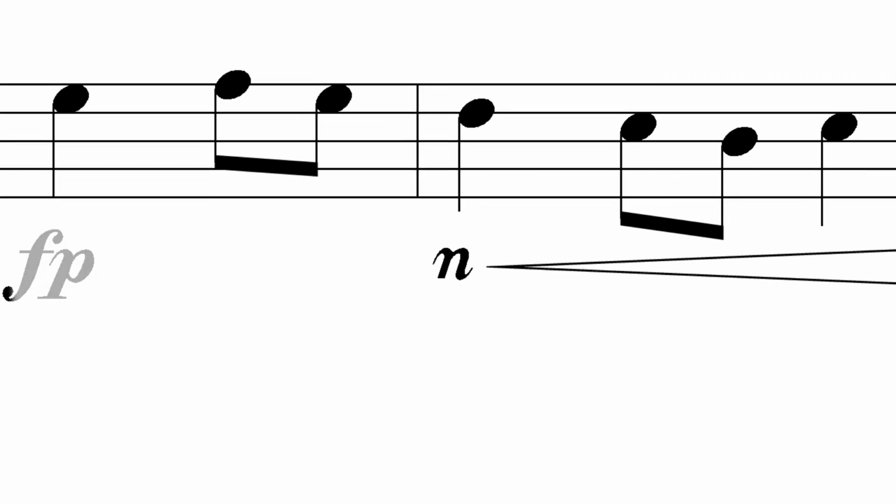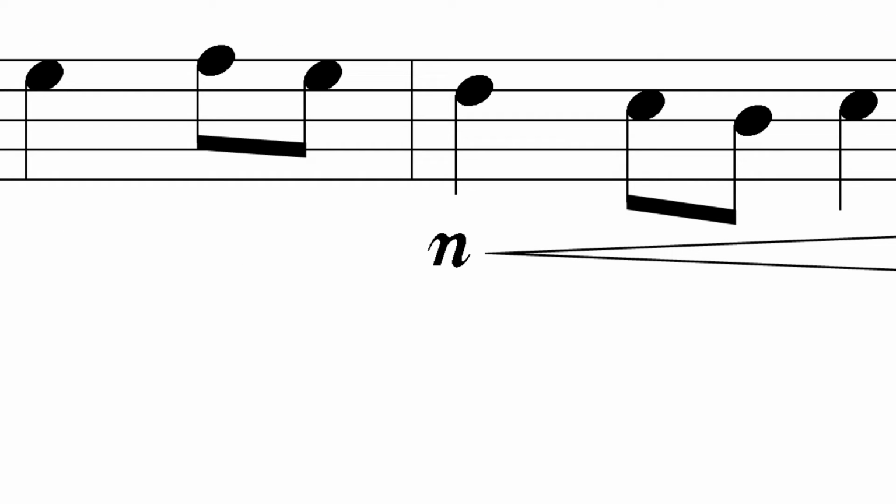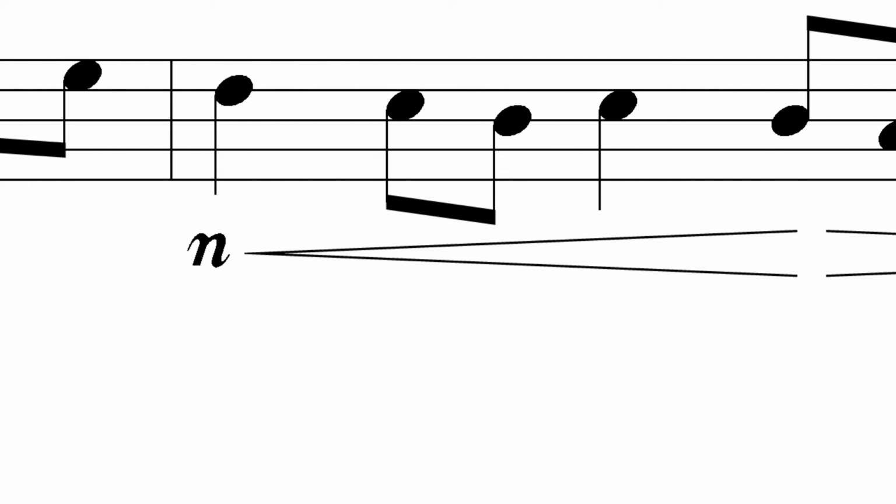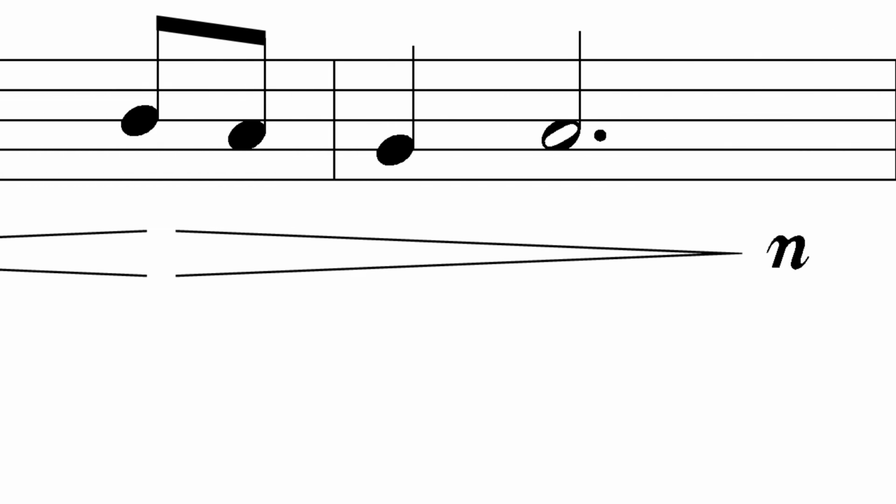Niente, abbreviated as N, means nothing. No, it actually means the word nothing. It can be used at the beginning of a crescendo to indicate to start from nothing, or at the end of a diminuendo to indicate fading out to nothing.